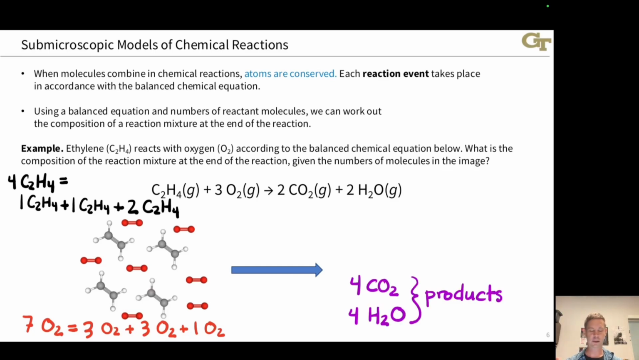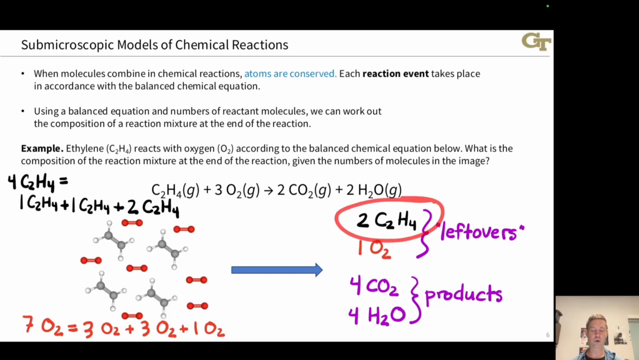2 of the C2H4s will be used up, and 6 of the oxygens will be used up. We'll get 4 CO2s, right? We run the reaction twice, so 2 times 2 is 4, and 4 waters, since 2 times 2 reaction events again is 4 H2Os. And what's left behind? Well, we only ran the reaction twice, so there are 2 C2H4 leftovers left behind, and then there's that 1 straggler O2 molecule left behind.